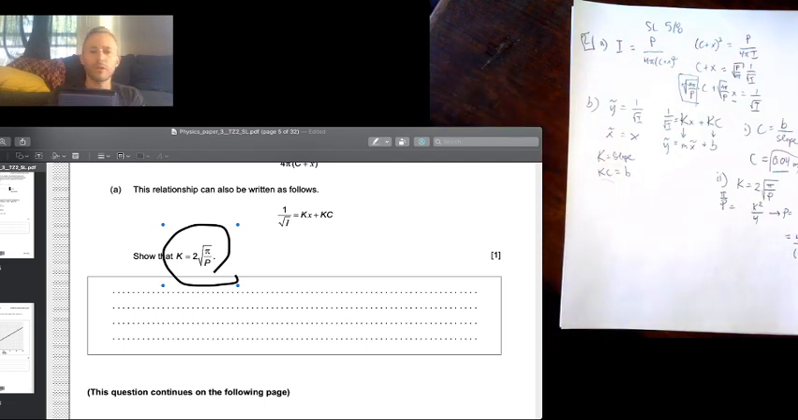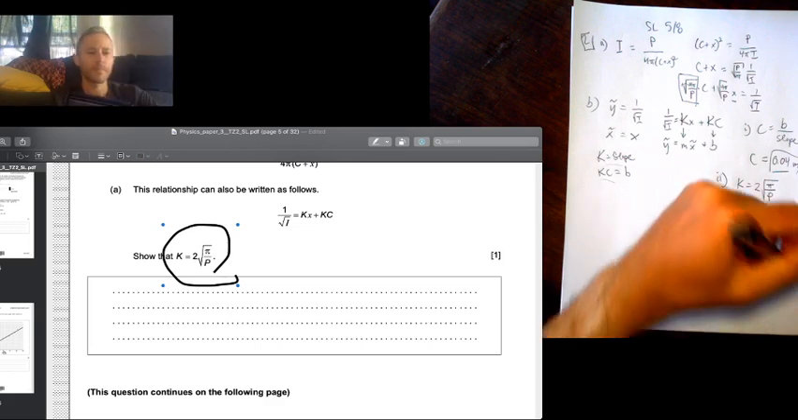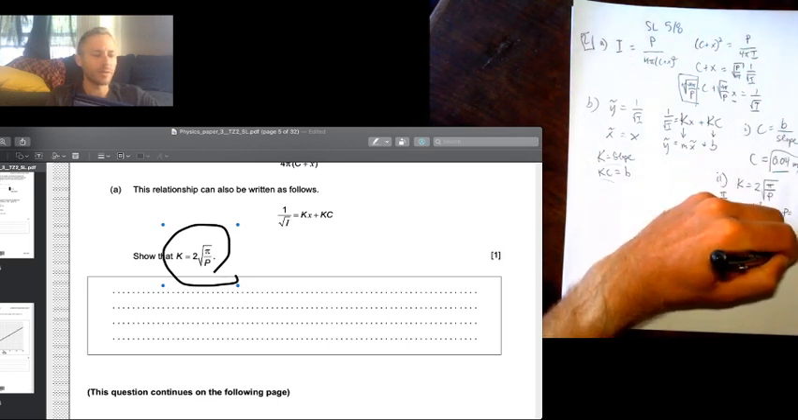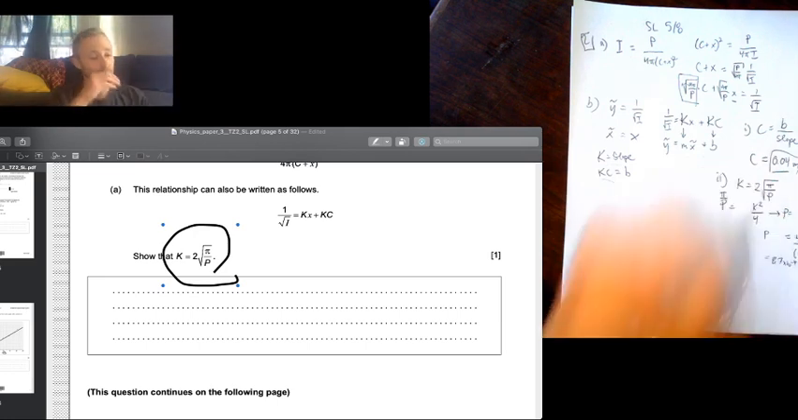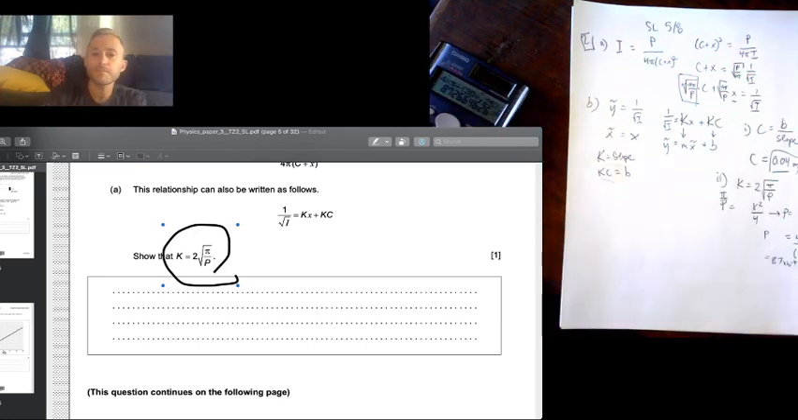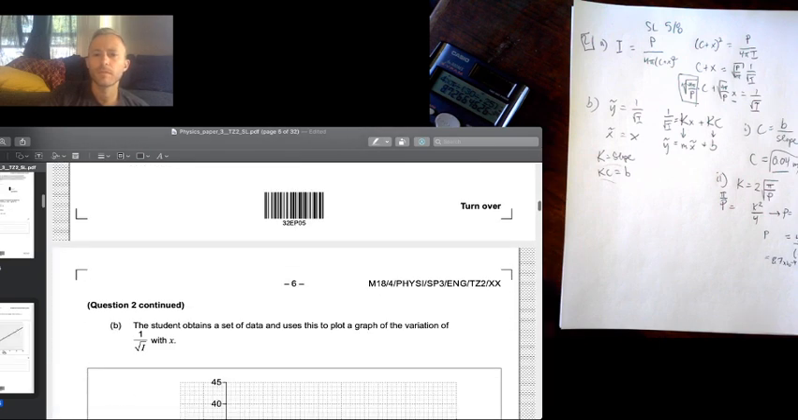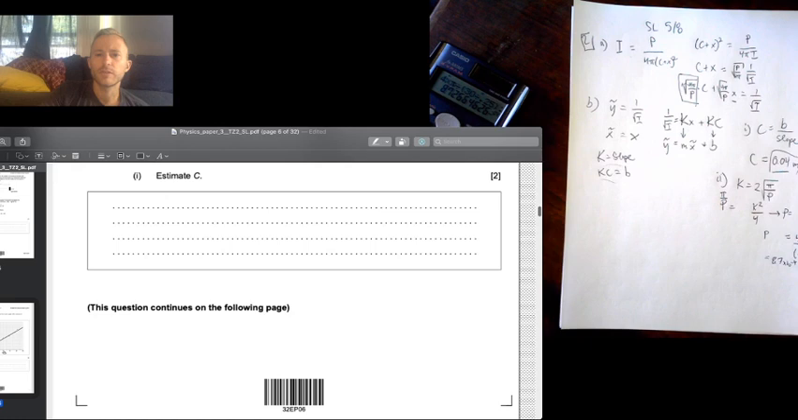So I just need to work that out. 4 times pi over, and that gives P equals 8.7 times 10 to the minus 4 watts. Okay?